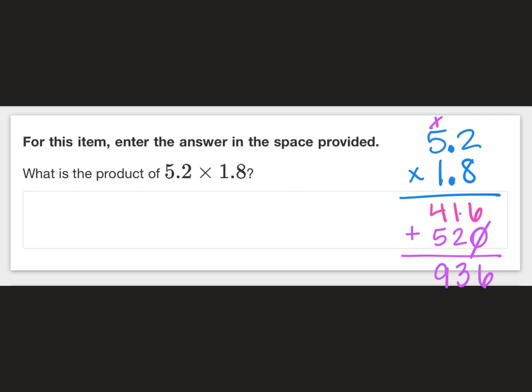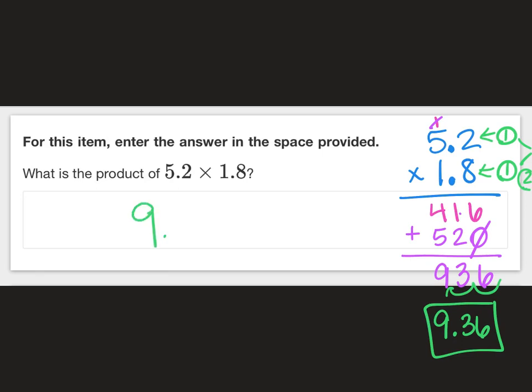And then last thing we've got to do is go back and look at our decimal places. So there's one place after this decimal, one place after this decimal. So that tells me I have a total of 2. Okay, so I'm going to go 1, 2, which tells me that my answer is 9.36. So 9.36 is your answer on that one.